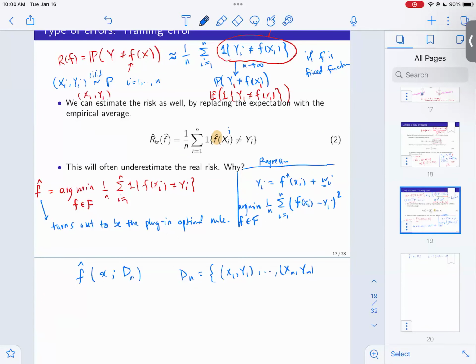Because it depends on the entire data, the individual terms in that sum are not independent. When I look at the ith one versus the jth one, (xi, yi) is independent of (xj, yj), but D_n is linking them. So f hat depends on both of them, and the terms are not independent. So we can't use the law of large numbers, because f hat depends on the entire data.